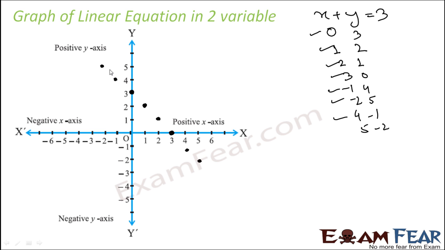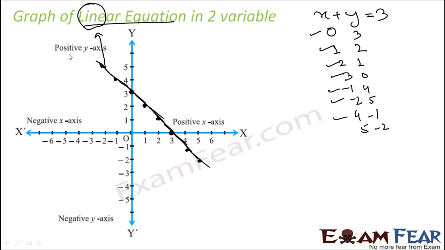So if you join these points, what will you get? You will get a line. And that's why it is called a linear equation, because you get a line. You will get a straight line.